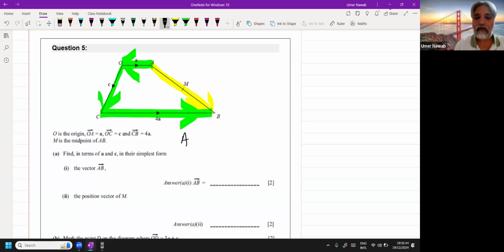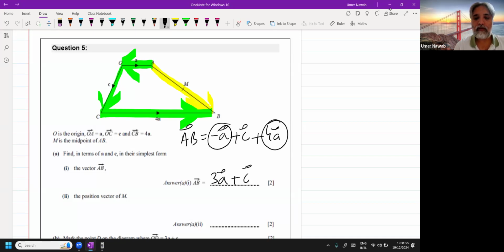So the AB vector will be, since it is the opposite direction, negative A plus C plus 4A. Now can I add them up? So 3A plus C will be the answer.